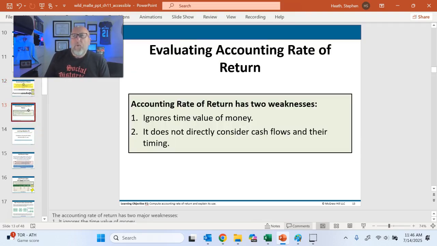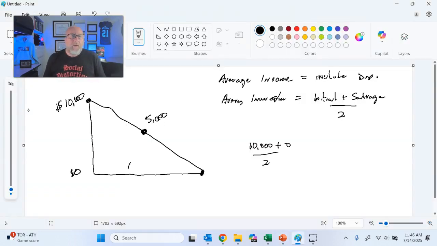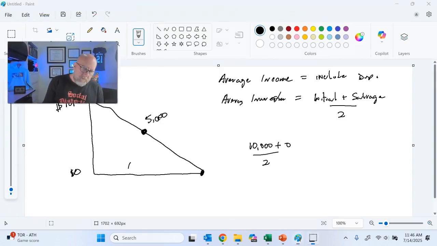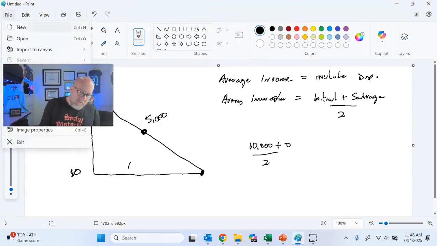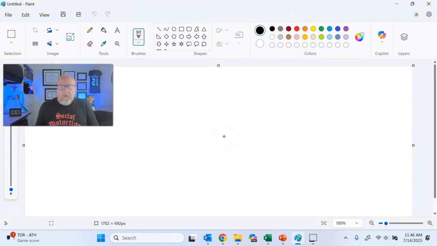The weaknesses of the accounting rate of return are, again, we're ignoring the time value of money, and we'll get into that in the next video. And it does not consider cash flows and their timing. So again, we're not using cash, we're using income. And there is a complexity that I do want to address that's not part of the PowerPoint slides.